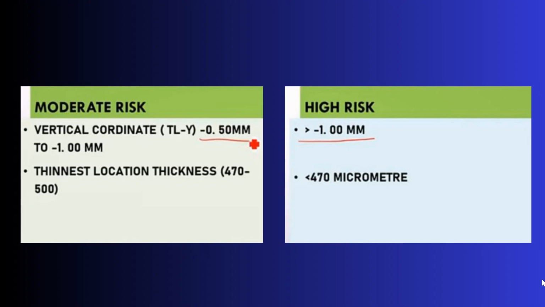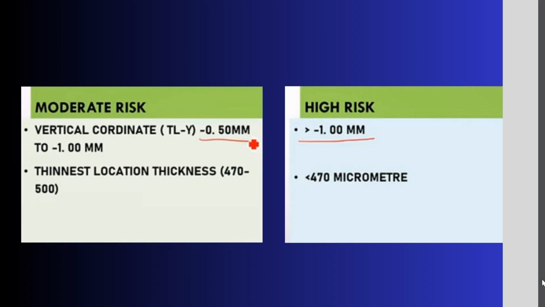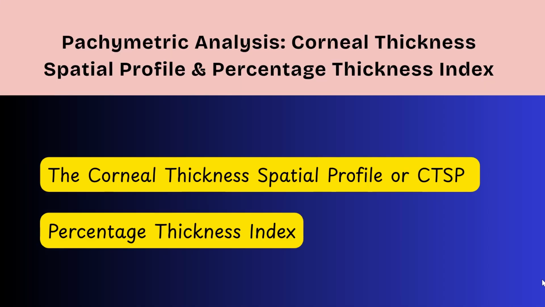So this summary here helps. Y coordinate displacement from minus 0.5 to minus 1 with the thinnest thickness of 470 to 500 micrometers indicates moderate risk. Thickness of less than 470 microns and displacement of more than minus 1 millimeter indicates high risk. Minus indicates that the displacement is in the inferior direction, which is typical in keratoconus.